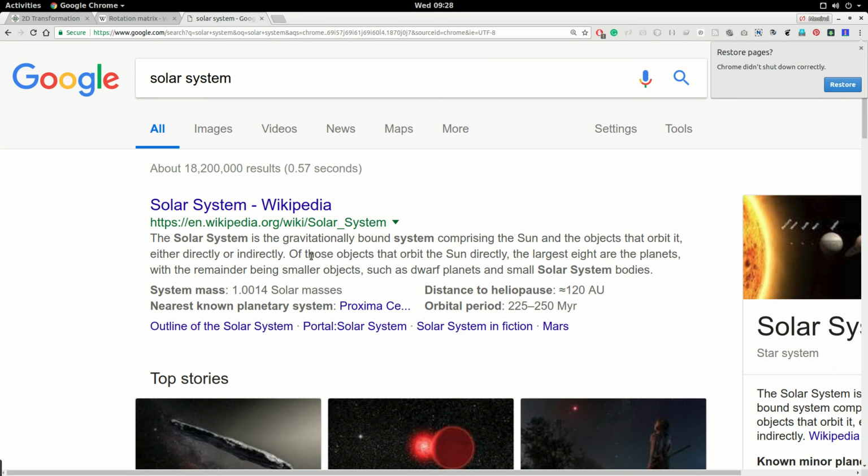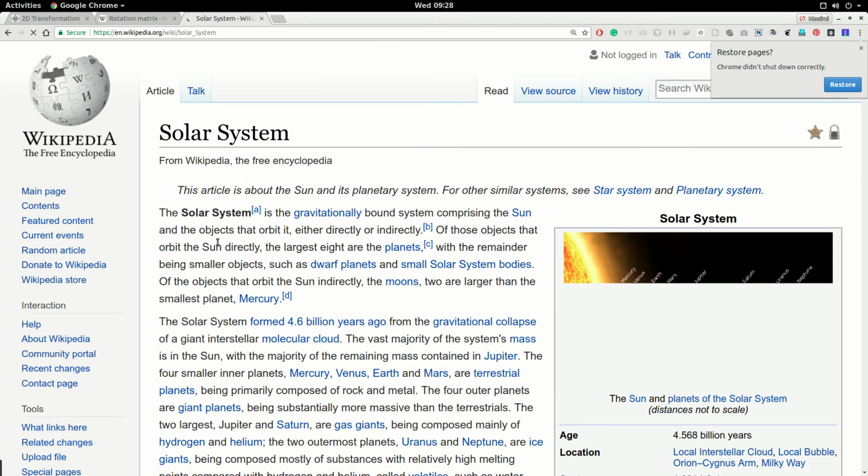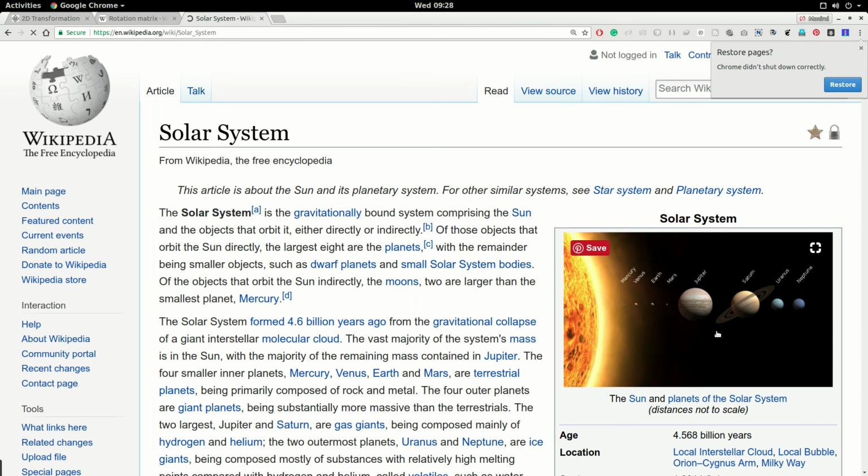We'll try to do a bit of animation over here. We know about the solar system, right? In our solar system, we got a sun right in the middle, and then we have the planets orbiting around the sun.